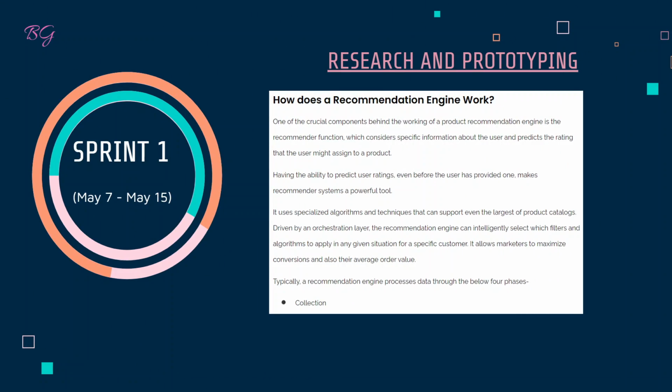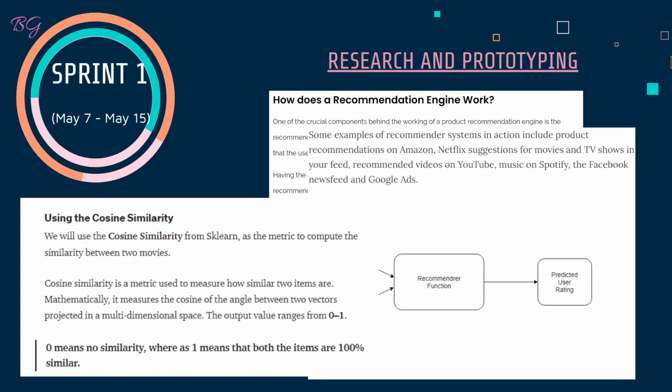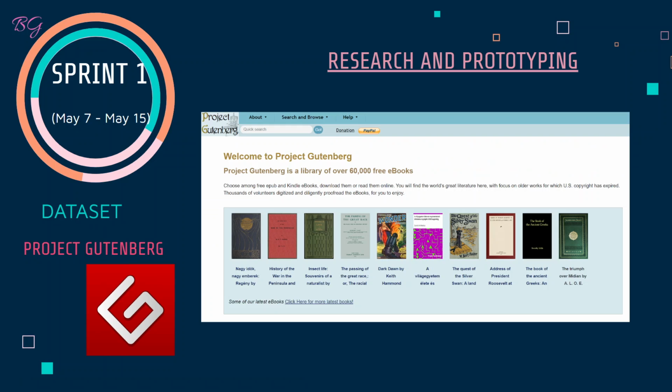Sprint 1. After knowing about the problem statements, the algorithm problem caught my attention and I chose to build a recommendation engine. So I searched about how a recommendation engine works, how I can implement it, and went through some of the algorithms. As I am a bibliophile, I decided on building a book recommendation system.